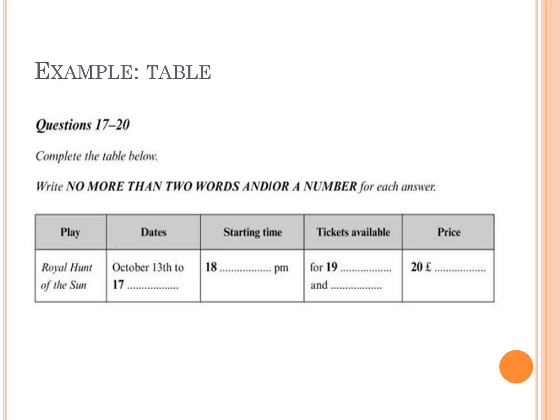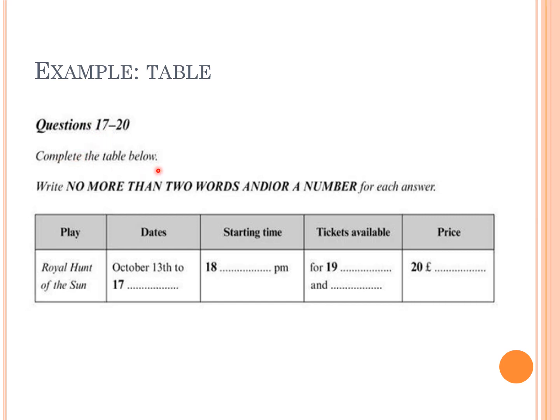This type of task usually focuses on the main point which a listener would naturally record in this type of situation. So here is an example of a table. So here is question number 17 to 20. I have taken this example from the Cambridge IELTS books. These are the official books of the IELTS. So you can find them in those books. So let's discuss this table.